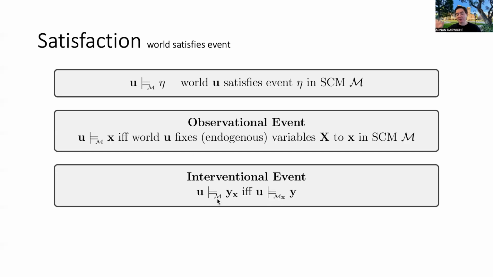I'm going to say, okay, I actually have to do this. Very easy. Take this model, mutilate it to set the values of X to this, that is, remove the parent. Okay, now I have a new submodel, a new structural causal model. And in that one, ask, is this observational event true? Right?